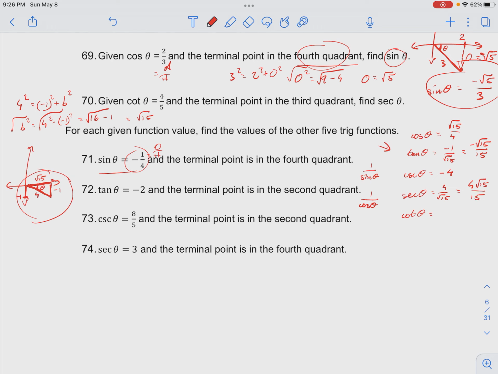And then cotangent of theta is the reciprocal of tangent of theta. So that's going to be equal to square root of 15 over negative 1, which is just the negative square root of 15. So these are our 5 trig function values.